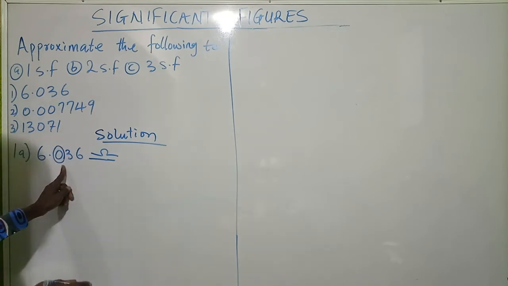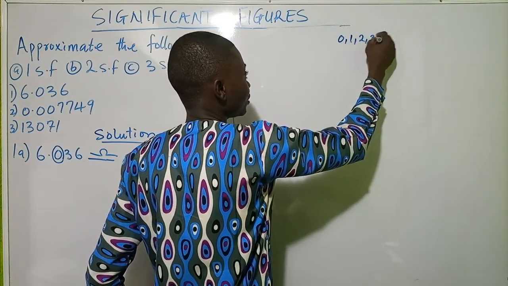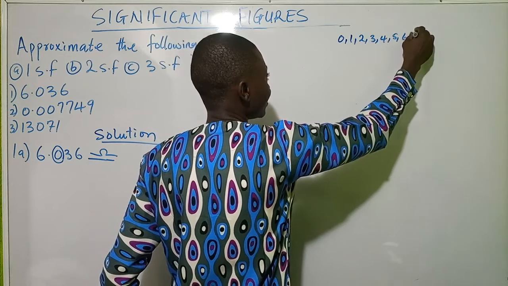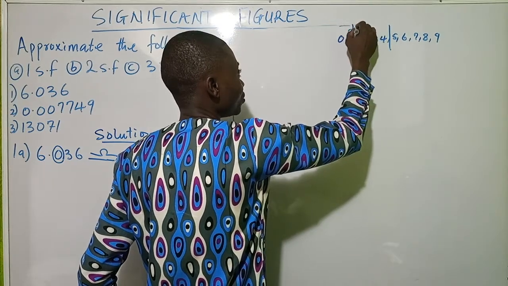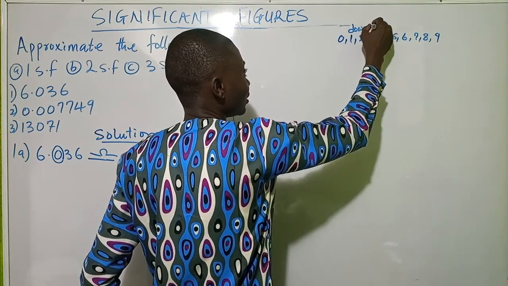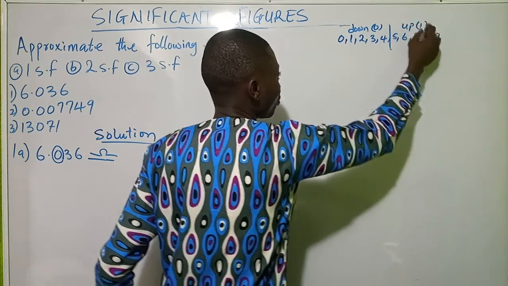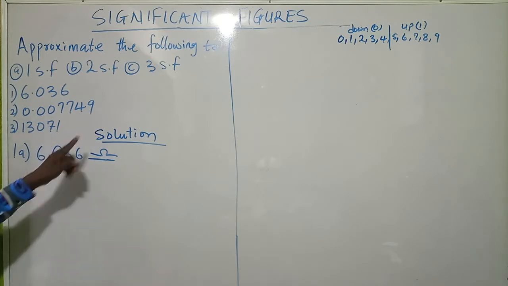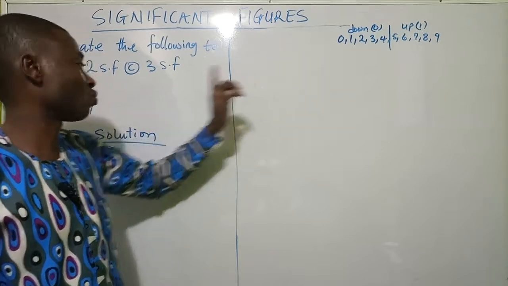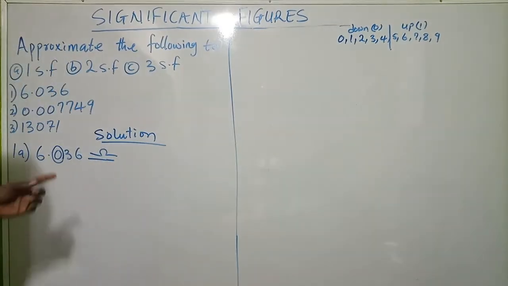In considering this, we ask ourselves what group does it fall into? We have 0, 1, 2, 3, 4, 5, 6, 7, 8, 9. Down here we round down. That means we're going to add 0. And here we round up, which means we should add 1. What does that mean? It means that if the number we'll be considering falls in the group of rounding down, we're going to add 0 to 6. And if it falls in the group of rounding up, we're going to add 1 to 6.